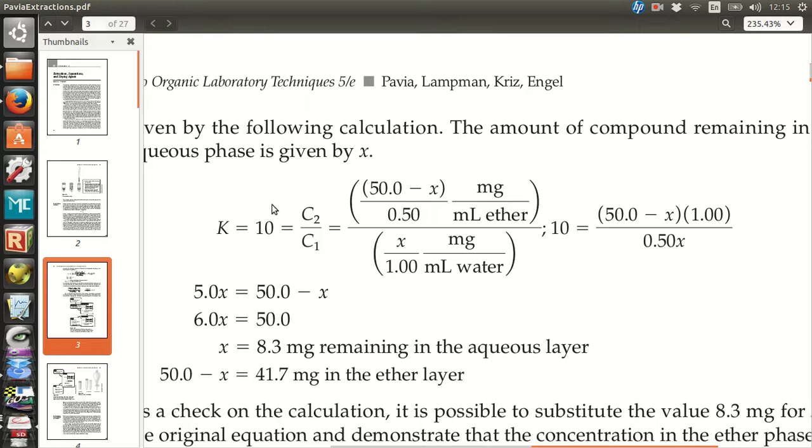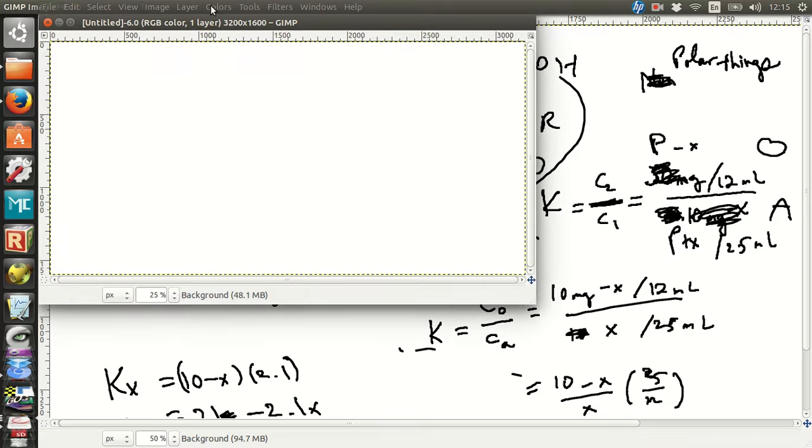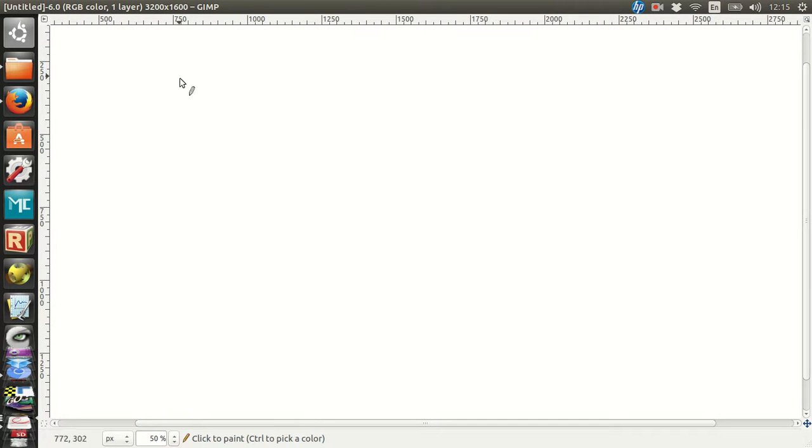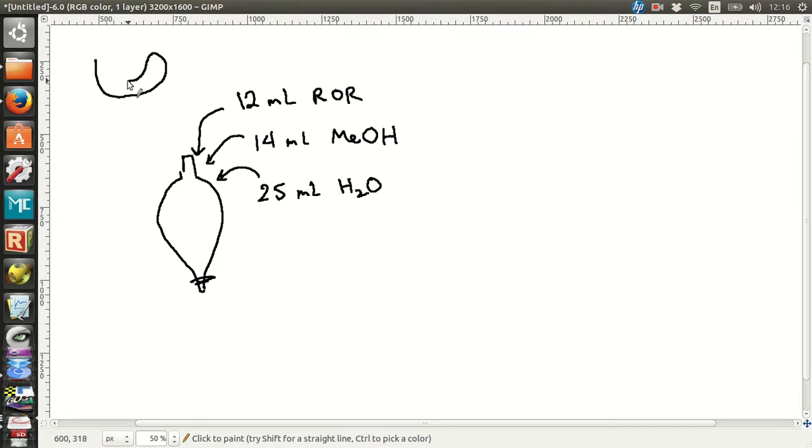Now, our situation is a little different. In your separatory funnel, you had some petroleum ether. Here's your separatory funnel. You put in there 12 milliliters of petroleum ether. I'll call that ROR as my abbreviation for ether. You also put in there 14 milliliters of methanol, Me for the methyl group, OH for that OH group. And you also put in there 25 milliliters of H2O.